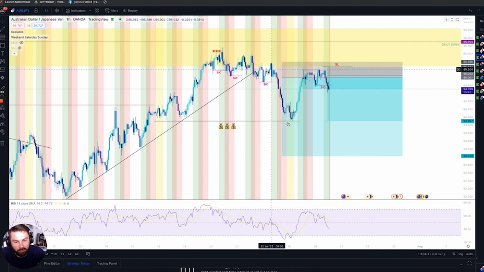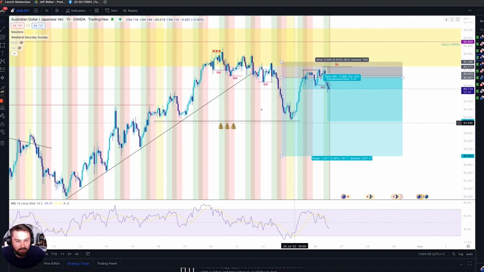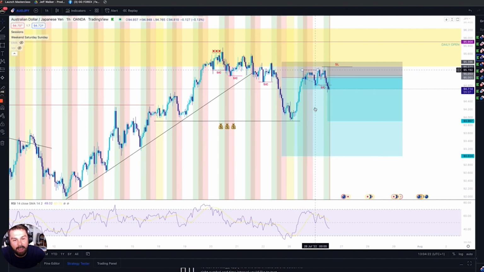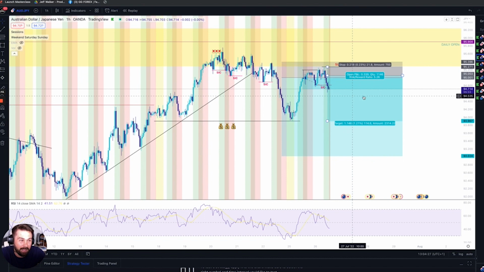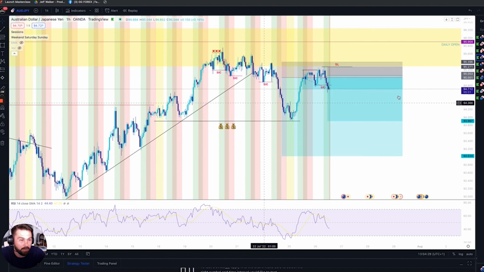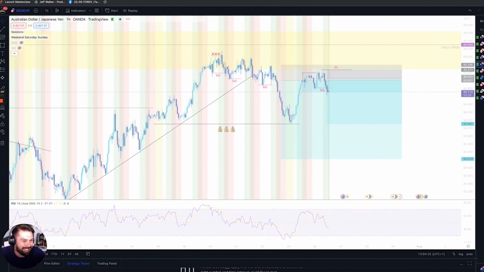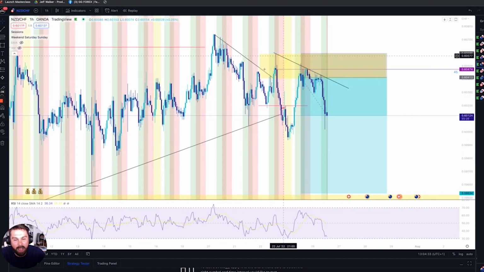And then I found another entry after it made more sell side liquidity, got in again, and it has possibly given me another entry. But we'll find out in 30 minutes, and that's when New York will open. Moving on to NZD CHF. So what happened to NZD CHF?